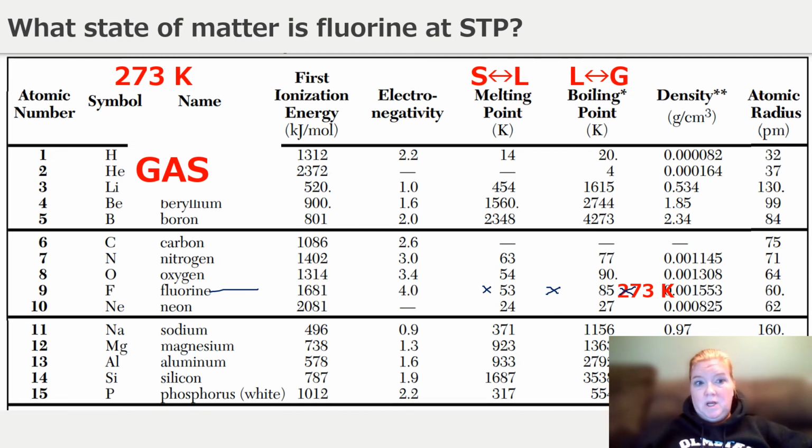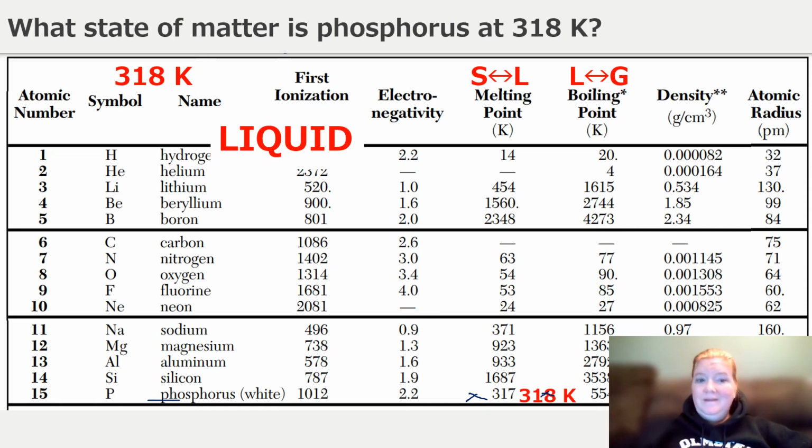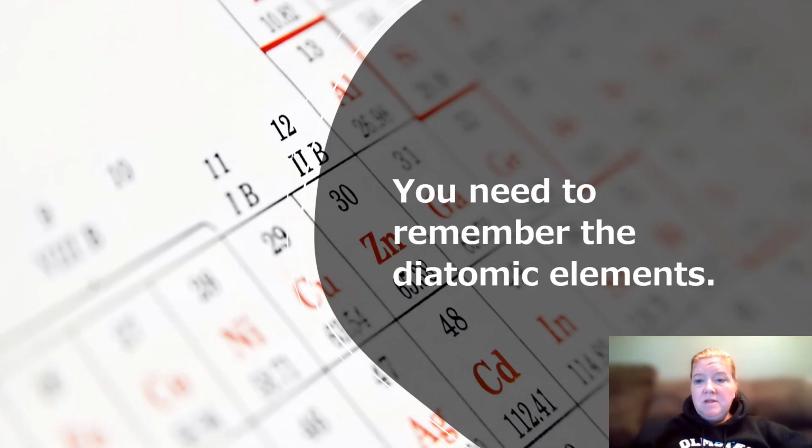Okay, let's try another. What state of matter is phosphorus at 318 Kelvin? This time I was given the number, so all I have to do is find phosphorus, and then I decide where to put 318. Below here, between here, or above? Well, it's between, which means it is a liquid, okay?